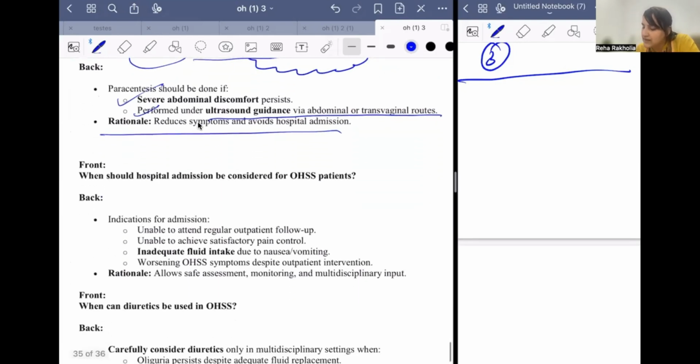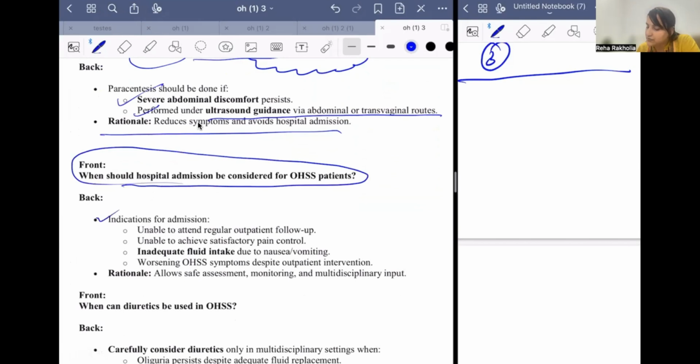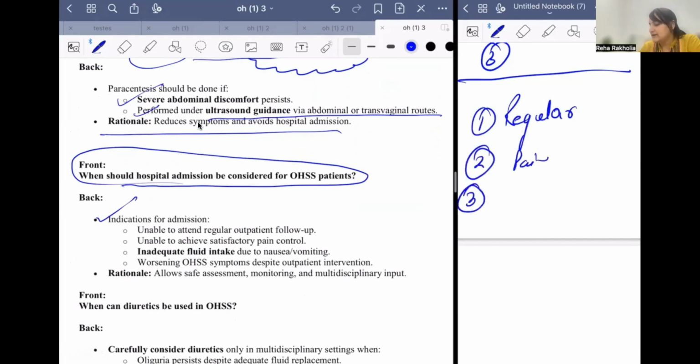When should hospital admission be considered for an OHSS patient? Indications for hospital admission are if the patient is unable to follow up regularly, if pain control cannot be achieved, if food intake is inadequate due to nausea and vomiting, or if the OHSS symptoms are worsening.